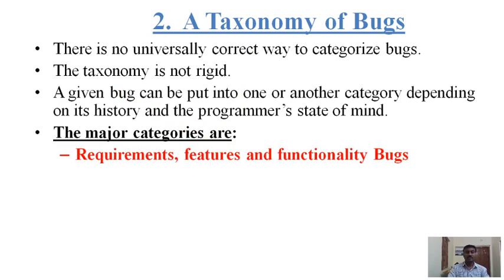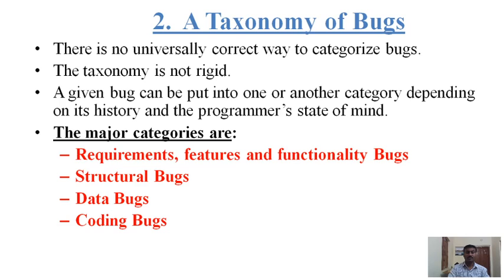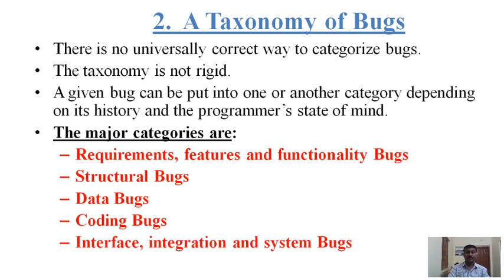Those major categories are: first, requirements, features and functionality bugs; second, structural bugs; third, data bugs; fourth, coding bugs; fifth, interface, integration and system bugs; and sixth, test and test design bugs. So these are the six major categories of bugs according to our concept. Now we are going to discuss these bugs one by one.